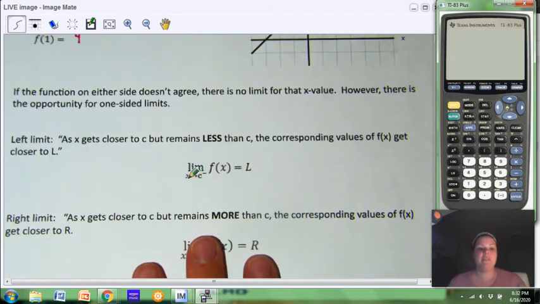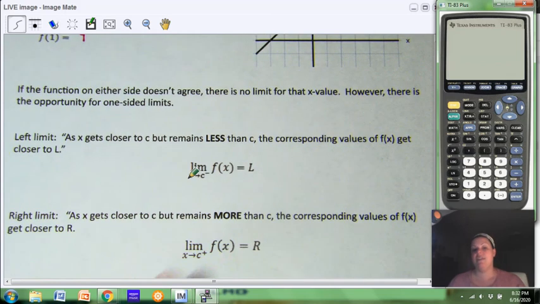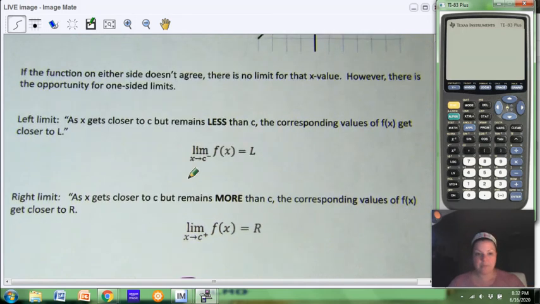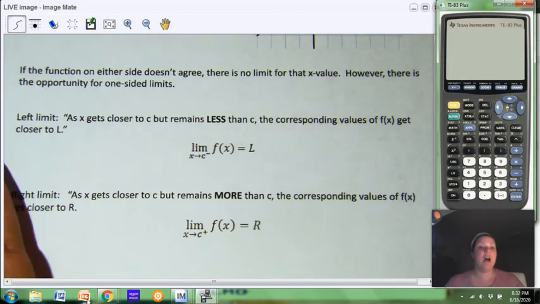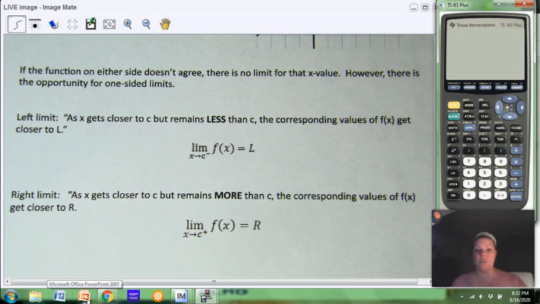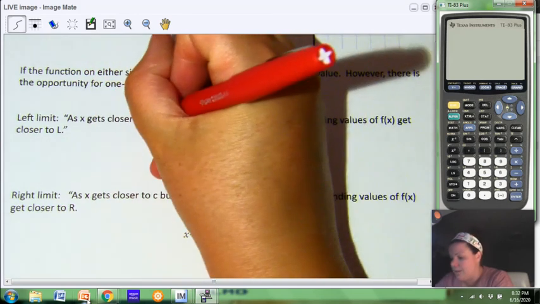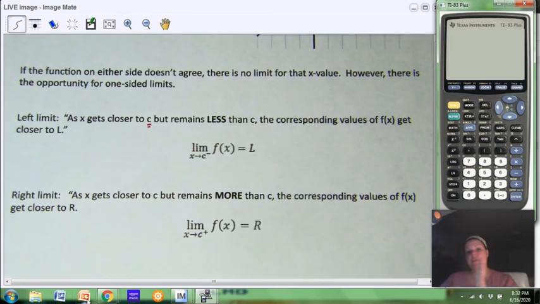So if the function on either side doesn't agree, there's technically no limit for that x value. There is, however, going to be a one-sided limit. And this is how we adapt our limit definition to include one-sided. So as we get closer to a specific x value, which we're going to call c, so that's our x value here, we're going to get closer to c but remain less than it. That's happening on the left-hand sides of these graphs when you're under that x value.